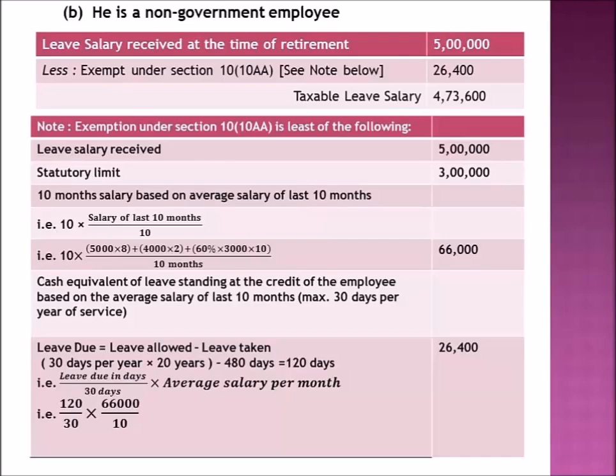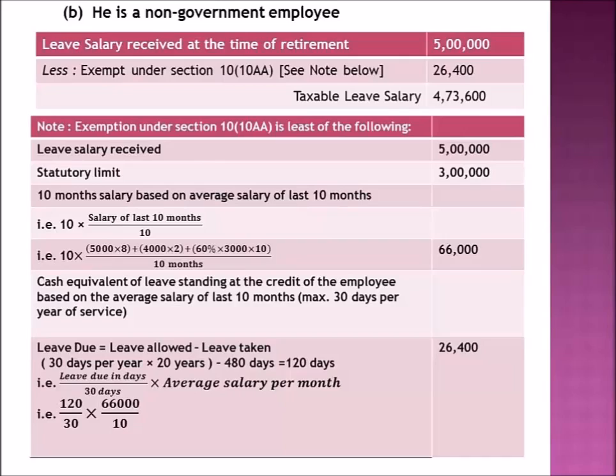So he retired on 1st of December. So till November we have to see the 10 months. So we'll see the salary for November, October, September, August, July, June, May, April, March and February. So from February we have to see, because February to November consists of 10 months. So for February and March he received 4,000 per month, and from 1st of April his salary was increased by rupees 1,000 and he started getting rupees 5,000 per month till 1st of December.